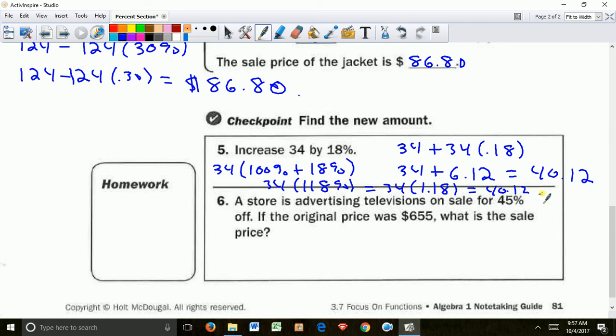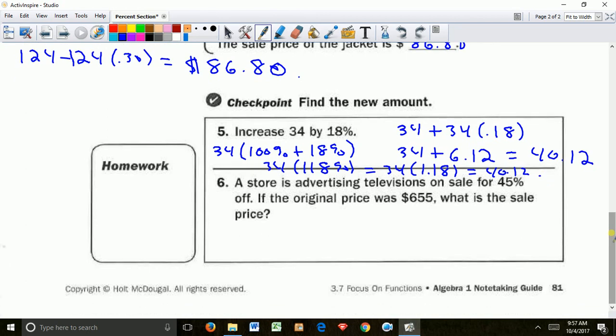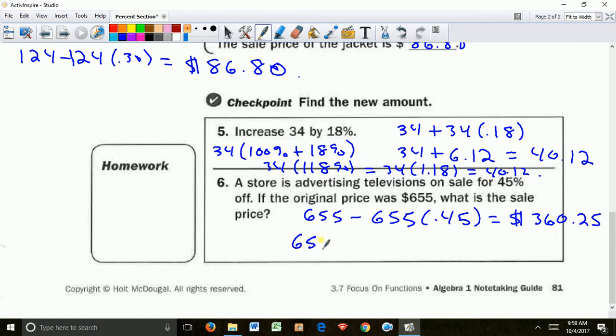Number 6, a store is advertising televisions on sale for 45% off. If the original price was $655, what is the sale price? Again, we can set that up 2 ways. You can take $655 minus 655 times 0.45. If you do the math on this one, you're going to get $360.25.